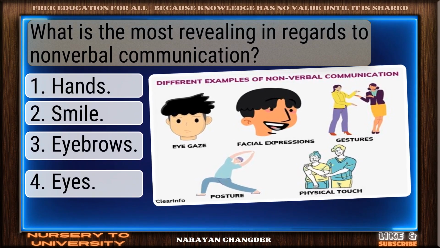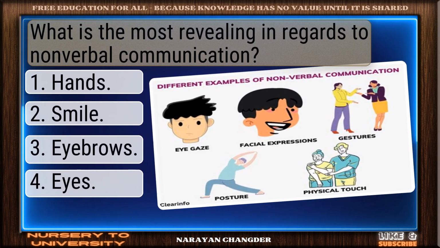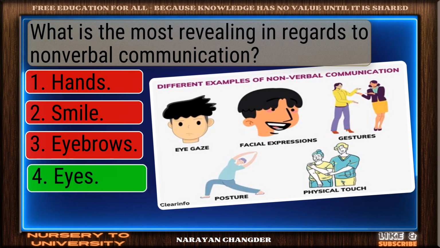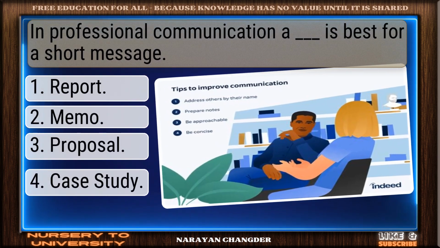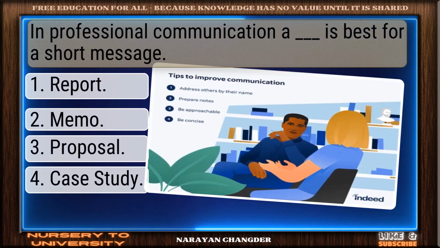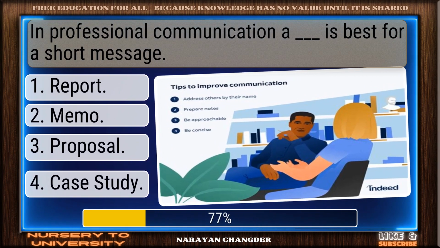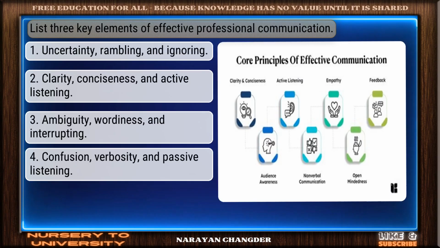Question number 7. What is the most revealing in regards to nonverbal communication? On track. IS is the correct answer. Question number 8. In professional communication, a dash is best for a short message. Good job. Your answer memo works well here.